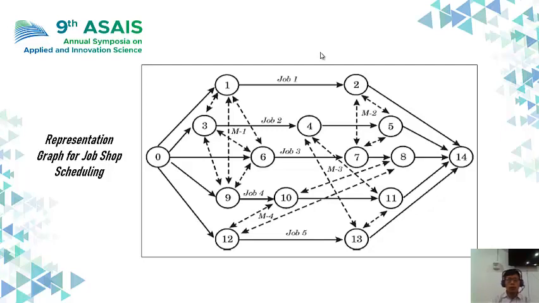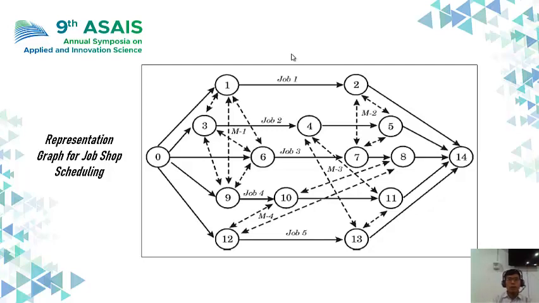Job 1 consists of operations 1 and 2. Job 2 consists of operations 3, 4 and 5, and so on. The immediate predecessor, or the operation preceding operation 4 in job 2, is operation 3. The immediate successor, or the operation following operation 9 in job 4, is operation 10.